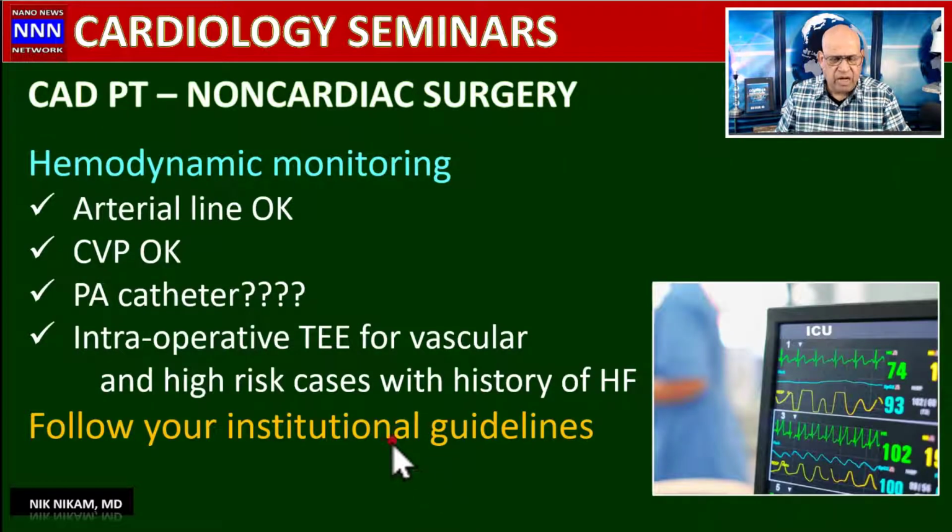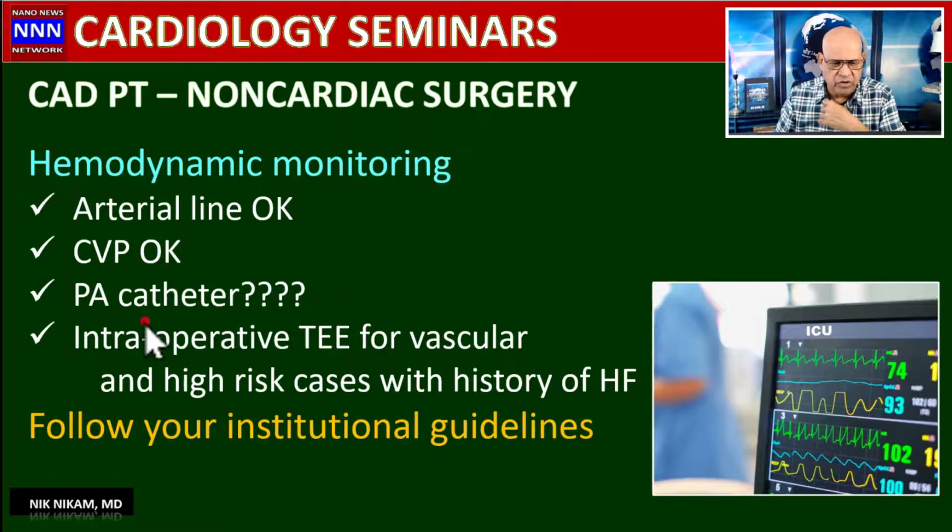So how do we manage these patients intraoperatively and postoperatively? Do we need an arterial line? It depends. If it's a high-risk patient, yes, an arterial line is okay. A central venous pressure line is okay. PA catheter, it depends upon the institution. Some institutions, everybody gets a pulmonary artery catheter, the Swan-Ganz catheter. Some institutions, they don't put that even in cardiac surgery patients. So it's just a matter of preference.